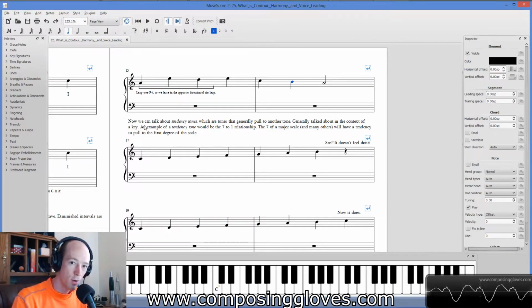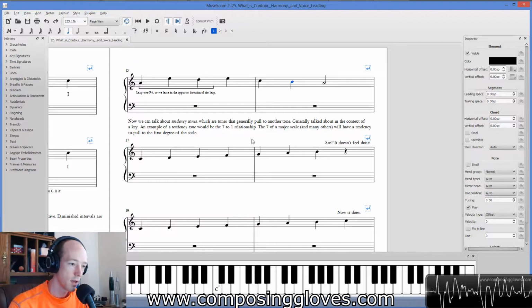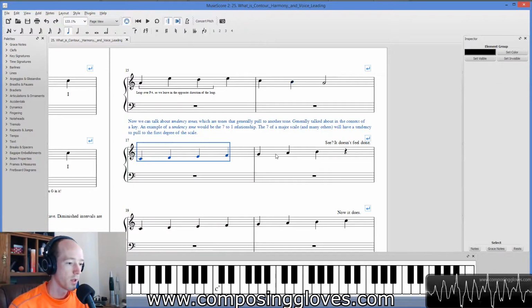You could sort of look at a group of notes as a bunch of family members. Who would they hug first? The 7 would always hug the 8 first. It's just the way life is. Well, almost always. Unless 8 did something to really upset 7. So there's just sort of an analogy for you. An example of tendency tones would be the 7-to-1 relationship, or I could say 7-to-8 because the 1 is also the 8. The 7 of a major scale and many others will have a tendency to pull to the first degree of the scale. So if I were to just play this for you.